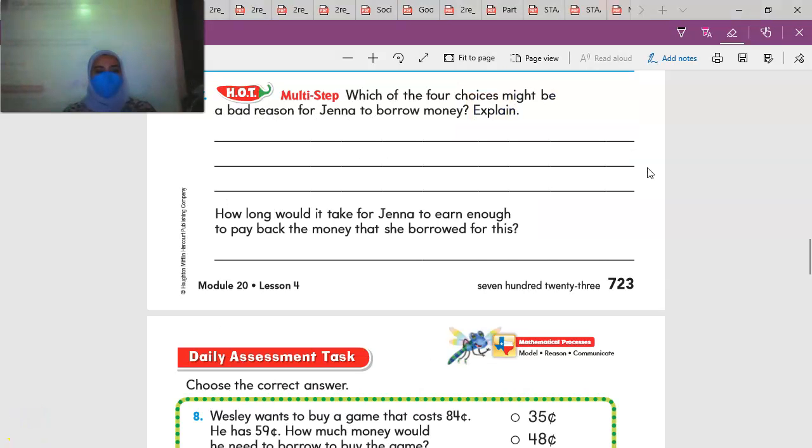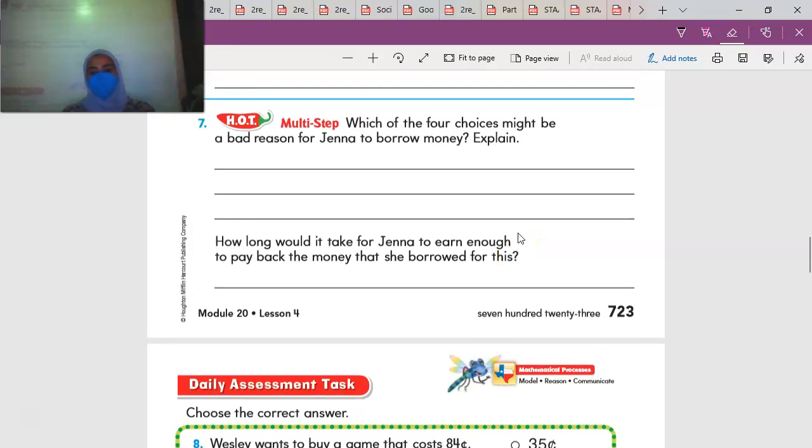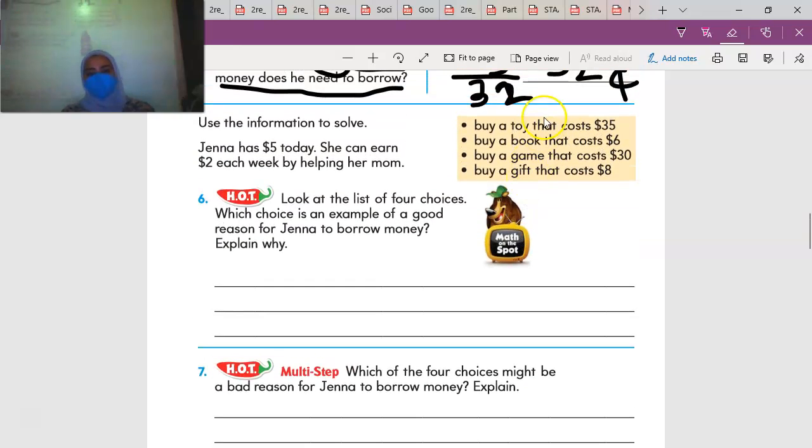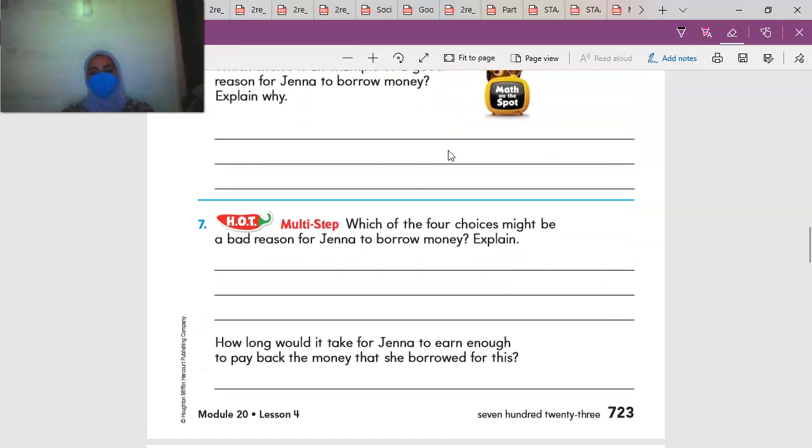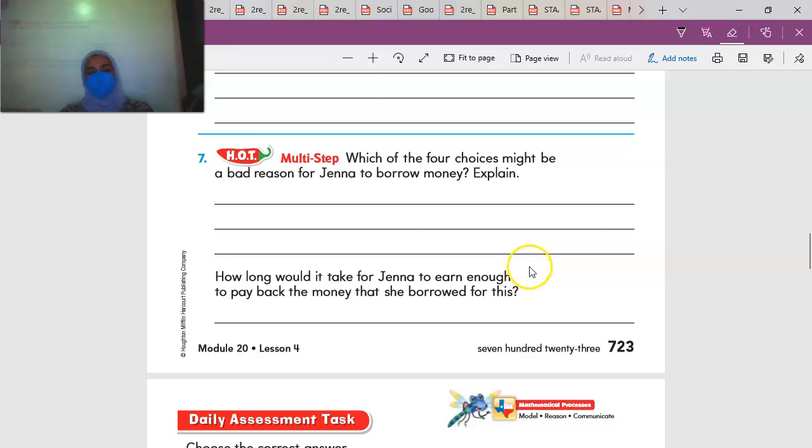All right, this leads us to our next question. How long would it take Jenna to earn enough money to pay it back? So to pay back what she borrowed, what did we say would be a bad choice? The toy, right? If she only has $5 and the toy costs $35, how much money would she borrow? 30, right? Because the toy costs $35 and she has $5, so she would borrow $30. That's a lot of money to be borrowing.